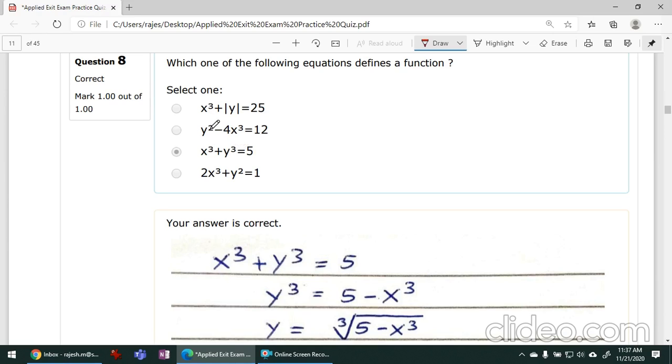You can see that this is y power 2 and this is y power 2, and this is a modulus. It will not give you a function because it will have two values for every value of x. So here it is y power 2, here it is y power 2. So these are not functions. This is not a function because the power of y is even. Here the power of y is even, but this is y power odd. So the power of y is an odd number, so it is a function.